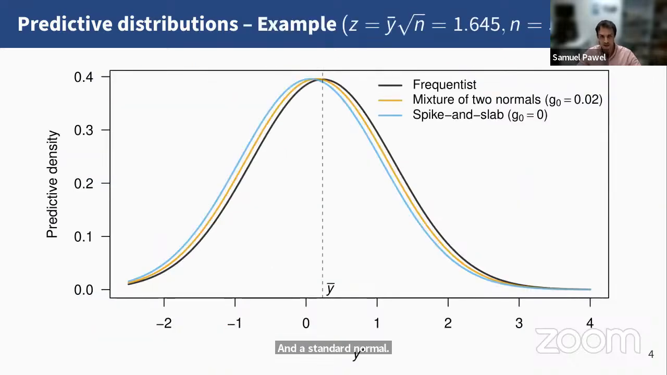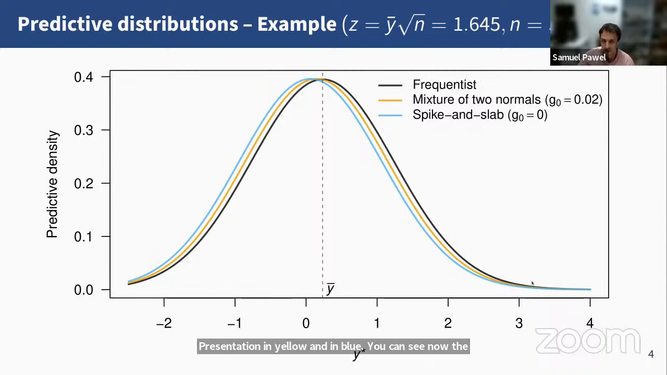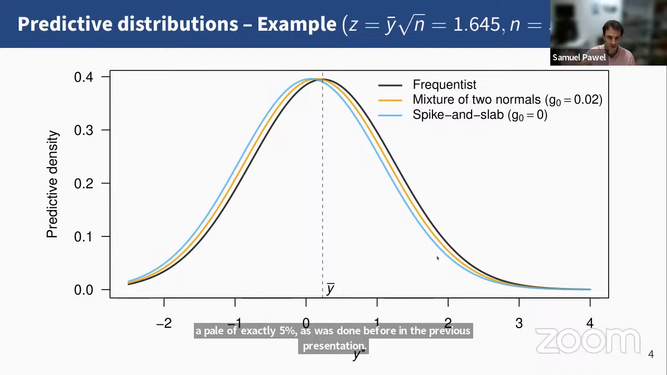Right. So let's look now at how this looks in a plot. We show here the predictive distributions of the frequentist predictive, then the mixture of two normals with this G0 variance that was very small, that was also used before in Harlan's presentation, in yellow. And in blue, you can see the predictive distribution based on the spike and slab prior. And we also set the data to have a p-value of exactly 5%, as was done in the previous presentation. And as you can see, all of these distributions look very similar.